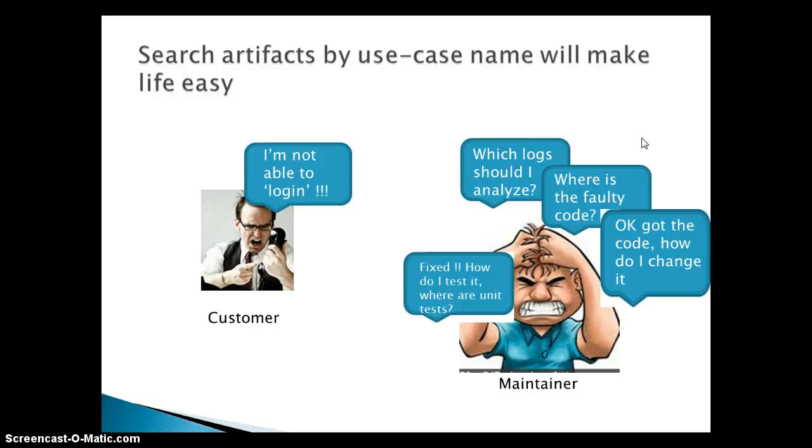Now once the bug, the customer problem, is fixed, the maintainer has to be sure that whatever changes he has made to the code are correct and are not affecting any other related code. So he has to find the unit tests which are related to that use case and run them, to be sure that whatever modifications he has made to the code are proper.